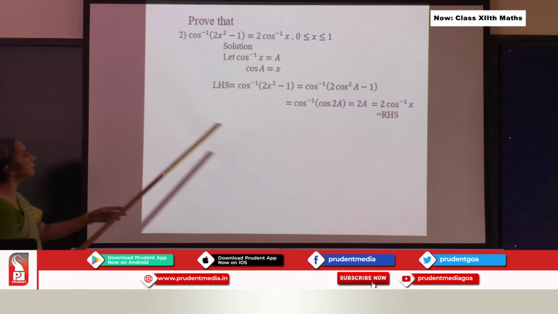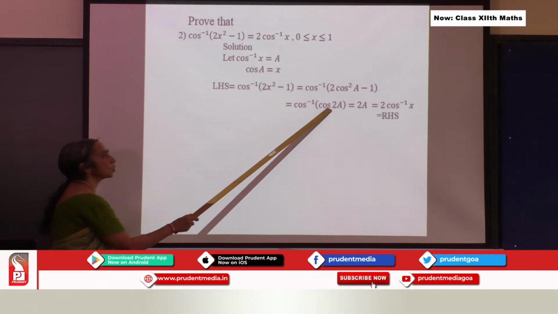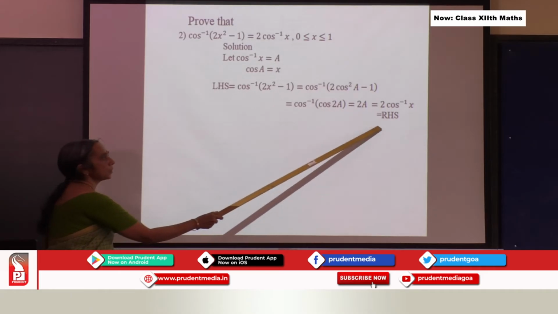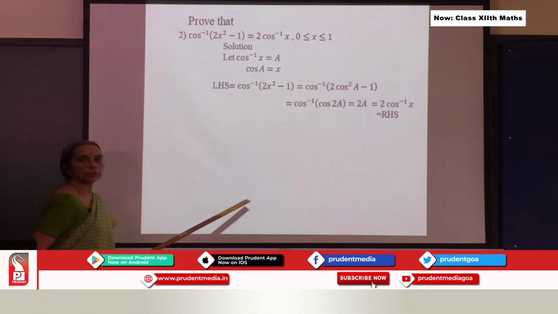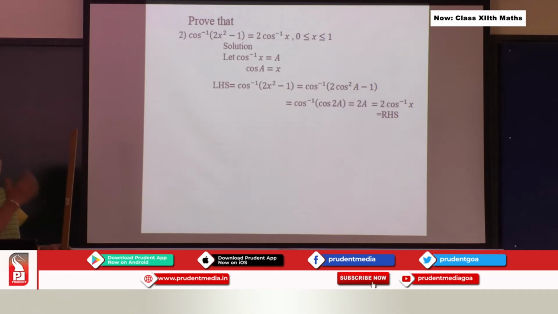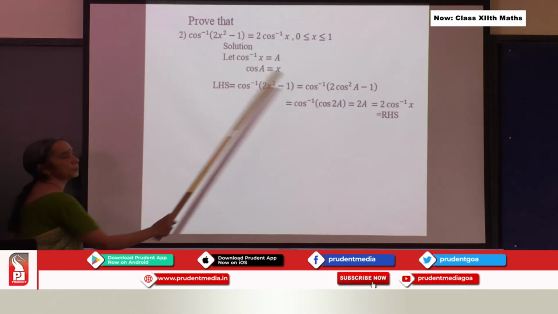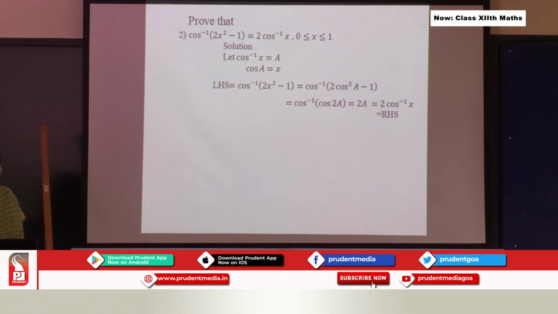So we are getting from this main result, 2 cos square A minus 1 is cos 2A, that is equal to RHS. In a similar way, you can do the previous one also by proving LHS equal to RHS.